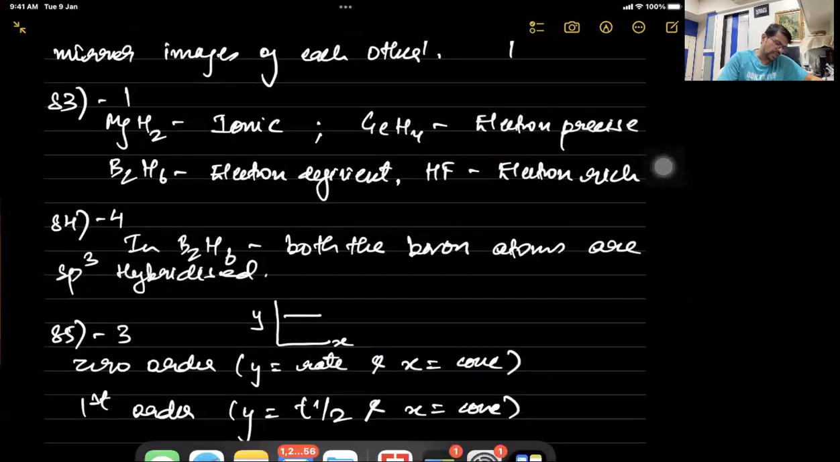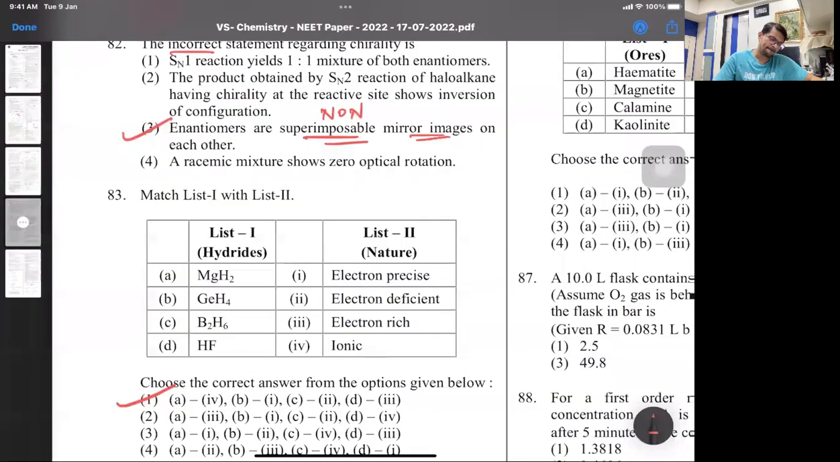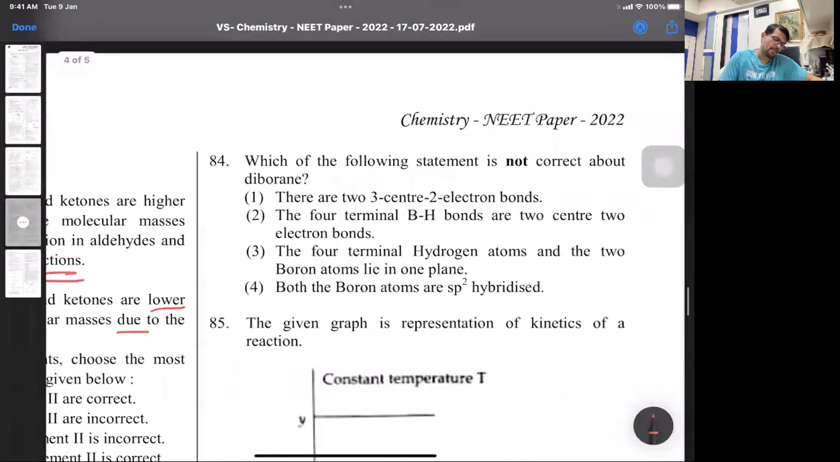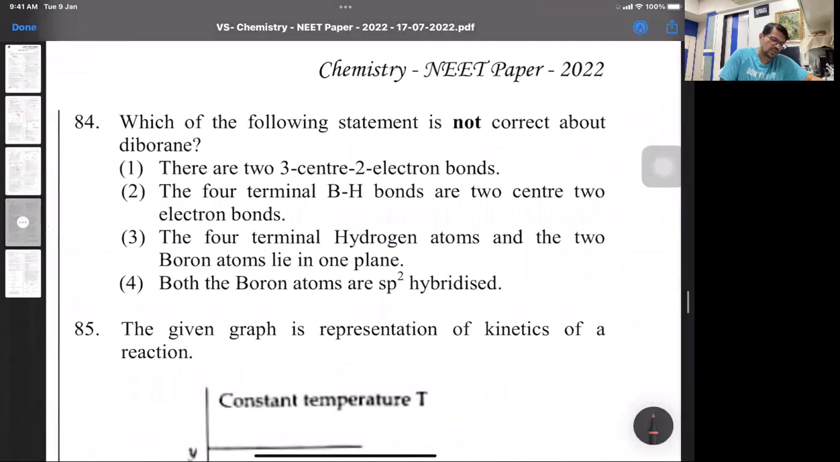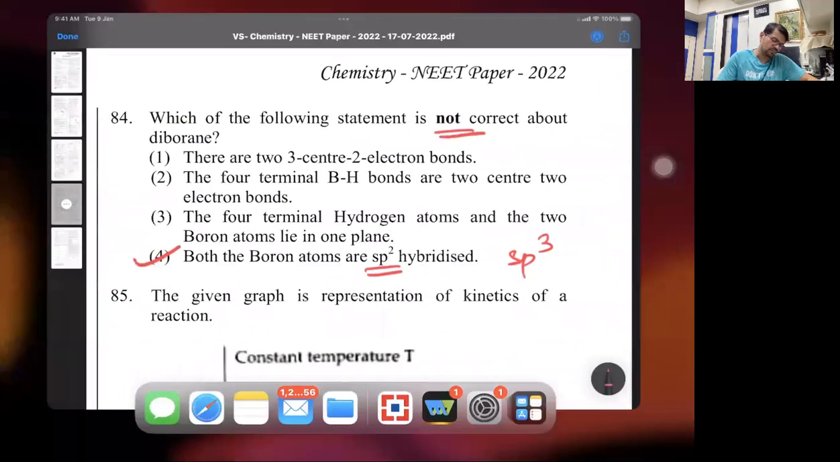Then 84. Which of the following statements is not correct about diborane? Now diborane has 3-center 2-electron bonds. That's correct. 4 terminal BH and 2-center 2-electron bonds. All is fine. Only the last statement is wrong. It says both boron atoms are sp2. Actually, both the boron atoms are sp3 hybridized because it uses its vacant orbital also. So 84 is 4.